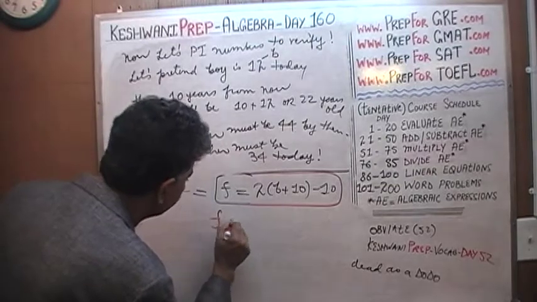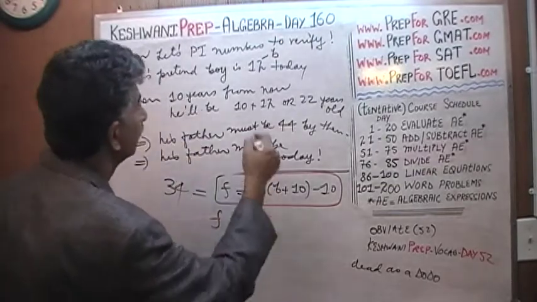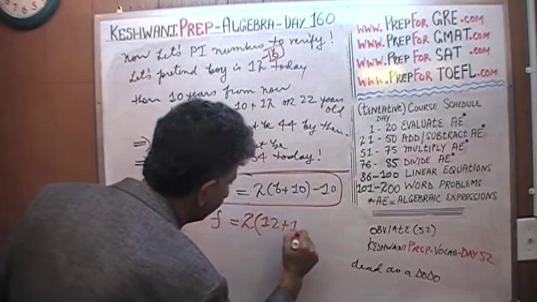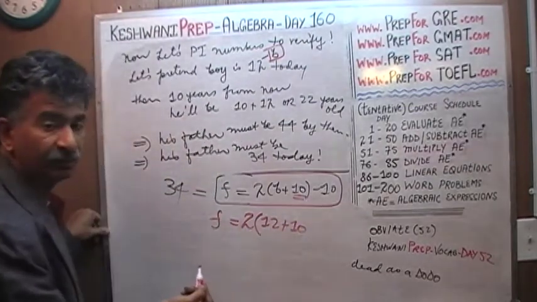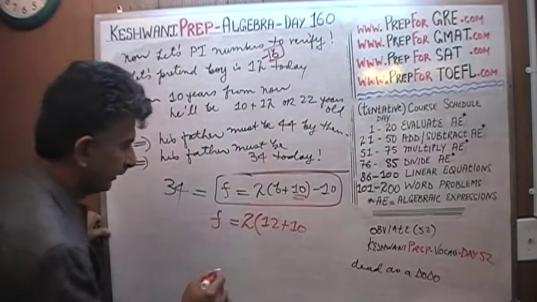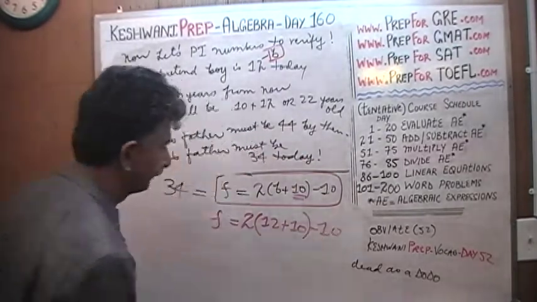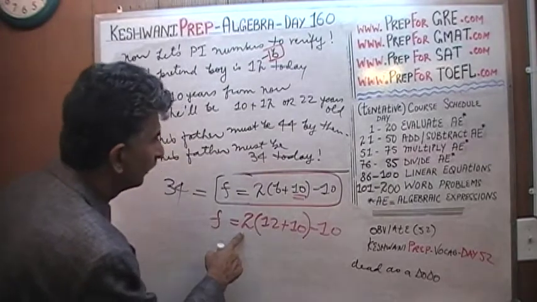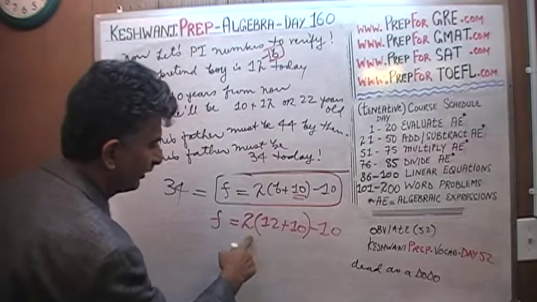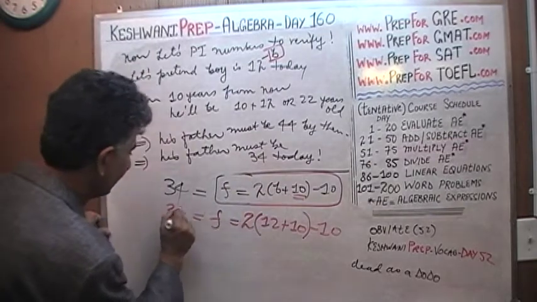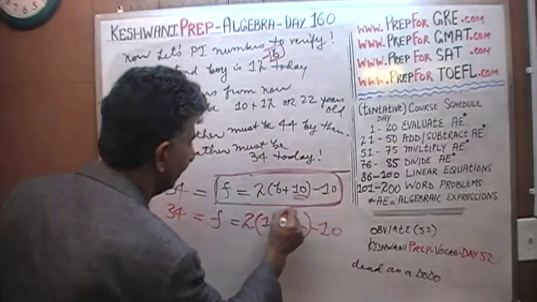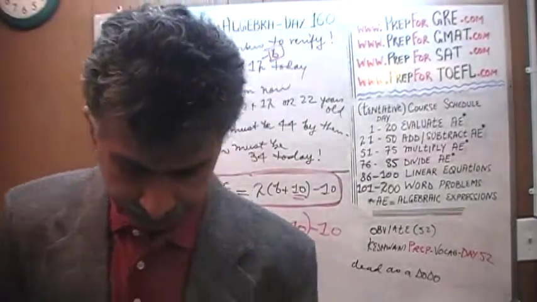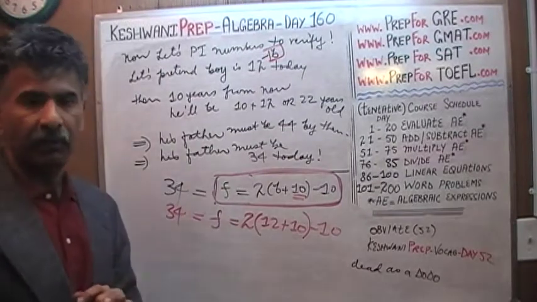So F equals 2 times B, which is 12, plus 10. This 10 comes from the problem. This 10 has to do with the fact that 10 years from now, that's that part. Minus 10. 12 plus 10 is 22. 22 times 2 is 44. 44 minus 10, voila. 44 minus 10 is your 34. This expression is in fact the correct answer. We got lucky. That's all. That's how you solve an algebra problem.